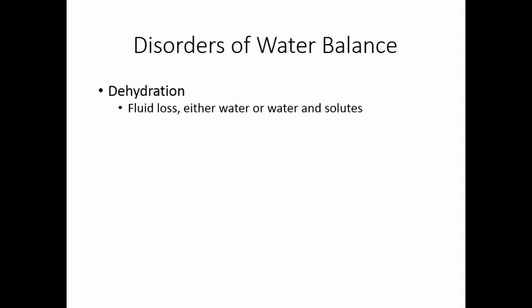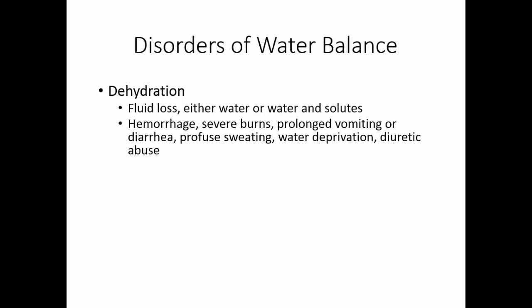One of the disorders of water balance is dehydration. This is when you have fluid loss of either water or water and solutes. Massive hemorrhage can be one way we lose water. Severe burns also contribute to water loss. Your skin is a waterproof barrier. We talk about it keeping stuff out, but it also keeps stuff in. If you lose a substantial amount of your skin, then you evaporate much more readily than you would think. Prolonged vomiting or diarrhea leads to water loss, profuse sweating, water deprivation, or diuretic abuse. All of these account for dehydration.